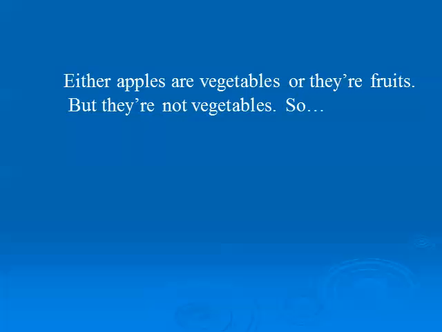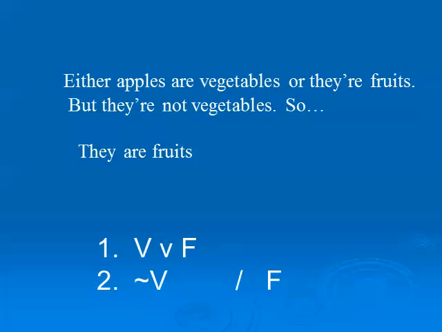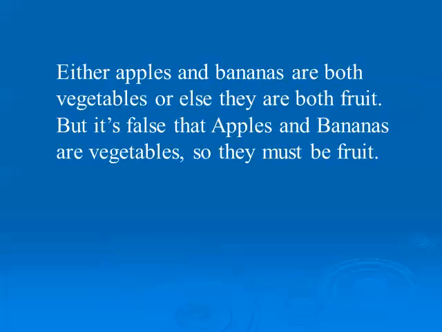Here's another one. Either apples are vegetables, or else they're fruits, but they're not vegetables, so they're fruits. And here's what that would look like symbolically. If you were going to do a truth table for that, it would only take 4 lines because there's only 2 letters involved. That's called a disjunctive syllogism. But look at this one.